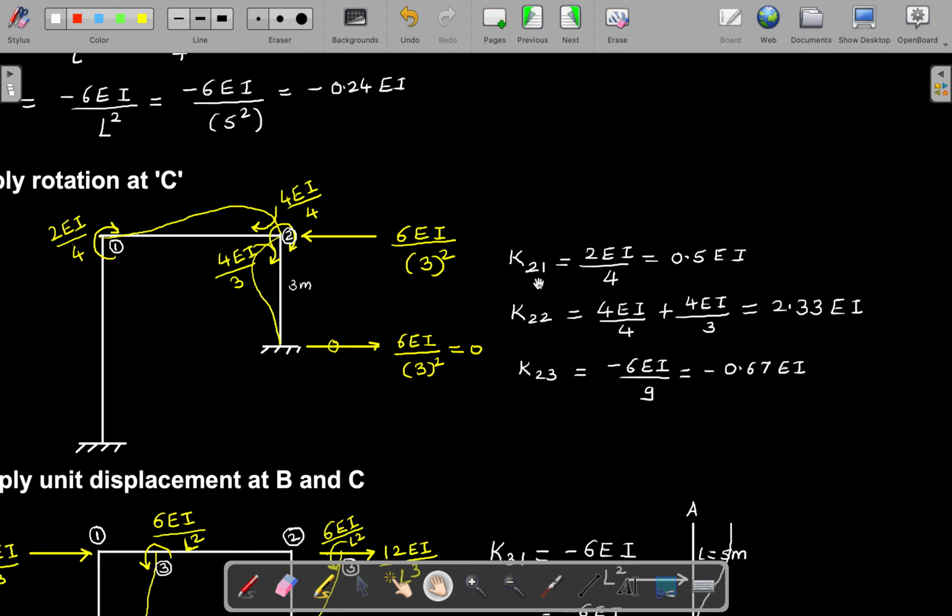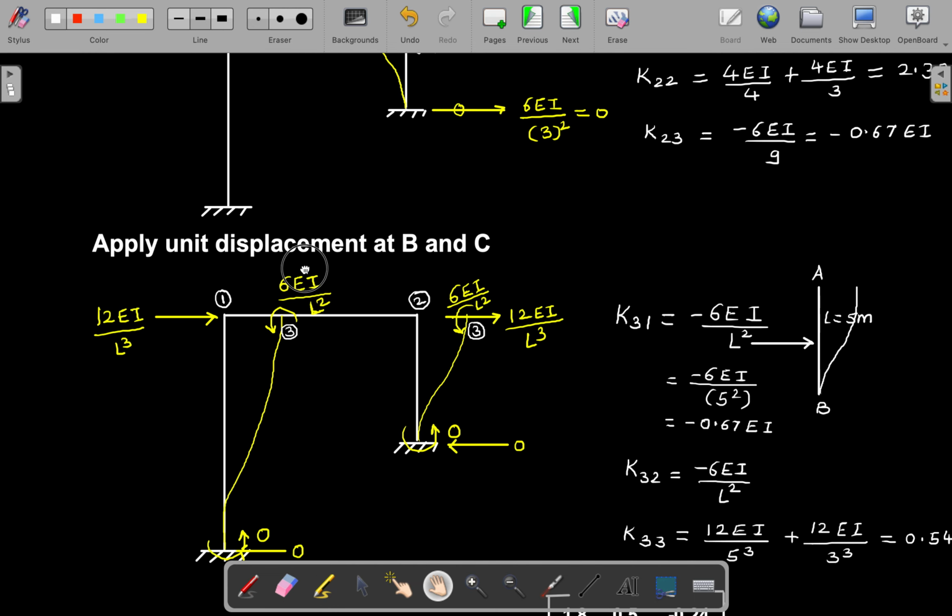So K21. Because of the unit rotation at 2, what is happening at one place? It is 2EI by L, 0.5 EI. K22, because of unit rotation at 2, what is happening here? Write down those values, 4EI by 4 and 4EI by 3. So we get this value. Then K23. Because of 2, what is happening at the swaying side? That is this reaction, 6EI by L square, and that is in the negative direction. Why is it negative? It is moving in this direction, and the swaying is assumed in the right direction. So this is minus 0.67 EI.